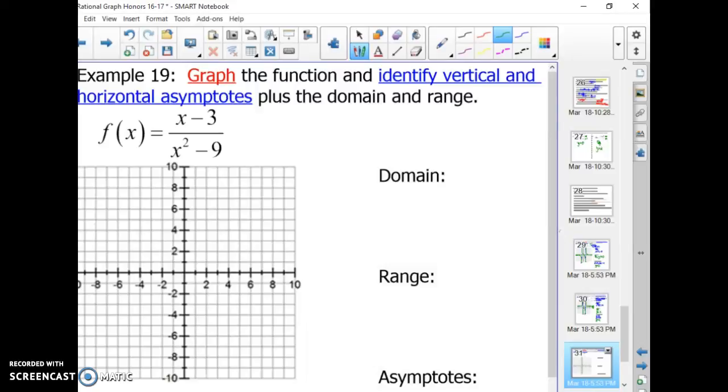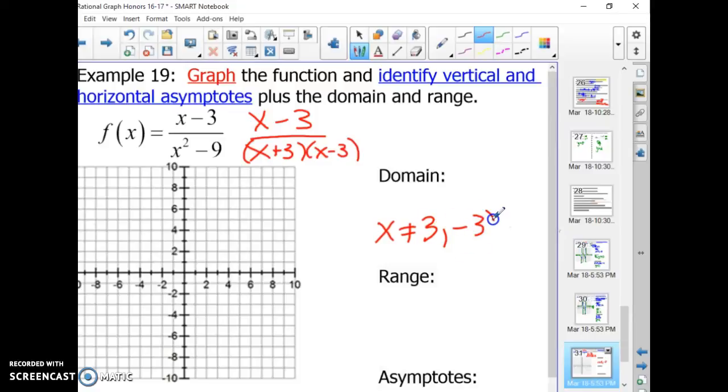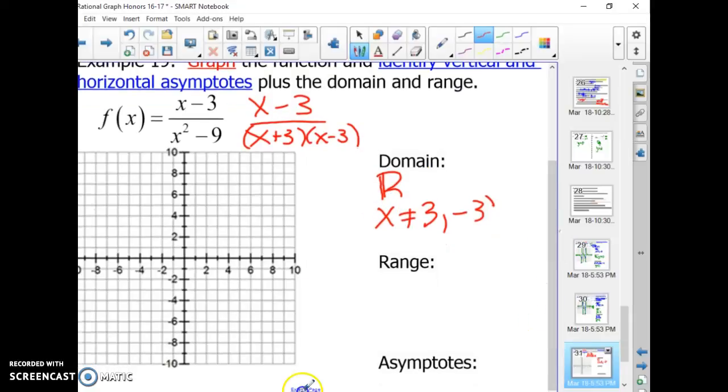All right, first thing we want to do is factor the top and factor the bottom. X minus 3 on the top. I get an x plus 3 on the bottom and an x minus 3. So I know that x cannot equal 3 or negative 3. So my domain is going to be all real numbers except for x equal to 3 and negative 3. So I know my asymptotes right here.